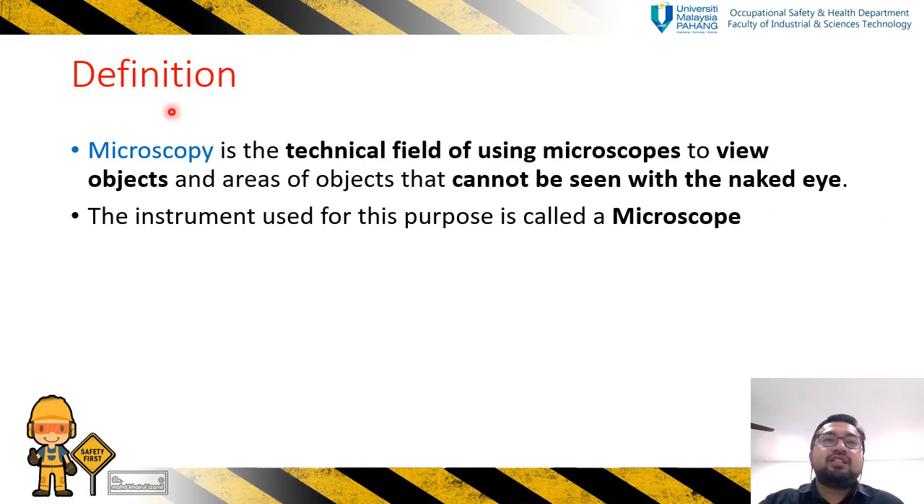So by definition, microscopy is the technical field of using microscopes to view objects, an area of objects that cannot be seen with the naked eye. It is a method of using a microscope to look at very tiny objects, micro objects, that we cannot see with the naked eye. So, in order to see that microorganism, we need this instrument, which we call a microscope.